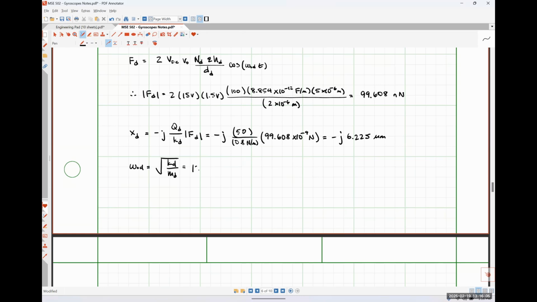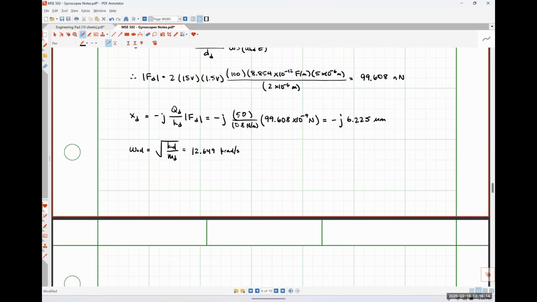And when I calculated this, I got 12.649 kiloradians per second. And omega naught S, I got to be the square root of KS over MS, 25.166 kiloradians per second, which means that these are not matched because they're not the same.